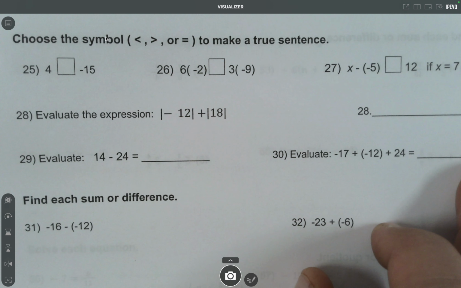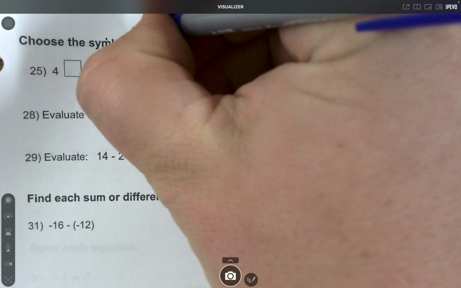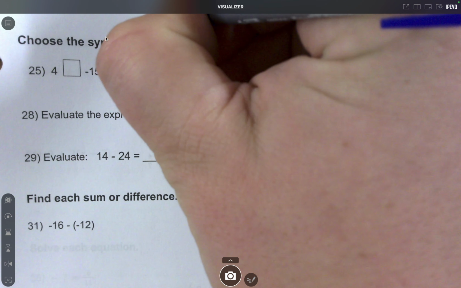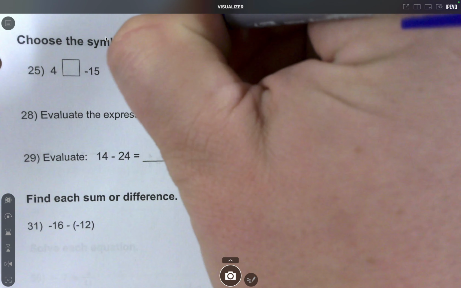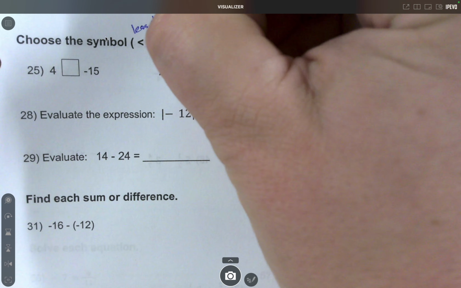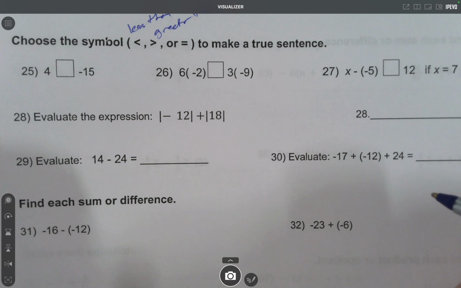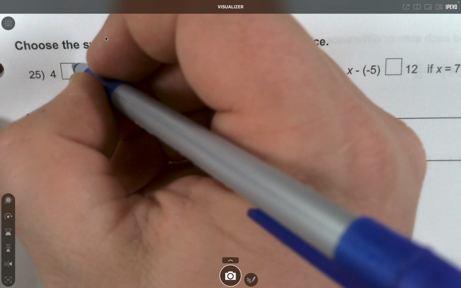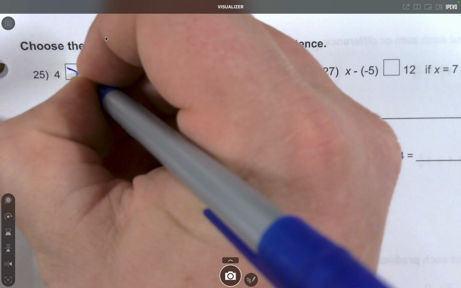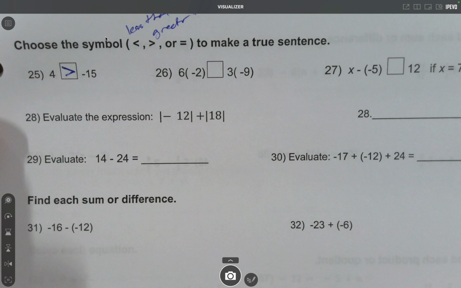Okay, these are inequalities. Remember, this one is less than, this one is greater than, and I think you know the equals to at this point. You better. Okay. 4 is a positive number. Negative 15 is a negative number, so that means 4 has to be greater than negative 15. I'll keep going through number 30.